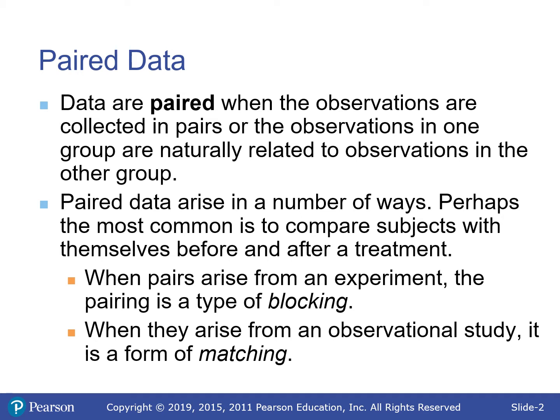When pairs are from an experiment, it's called blocking. When they're from an observational study, it's called matching. So it means the same thing, it's just the terminology changes depending on what it is that you're doing.